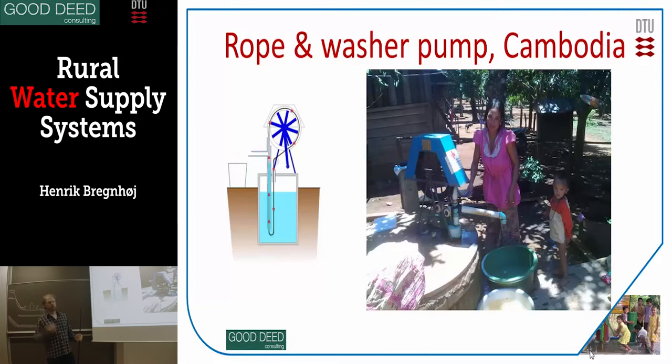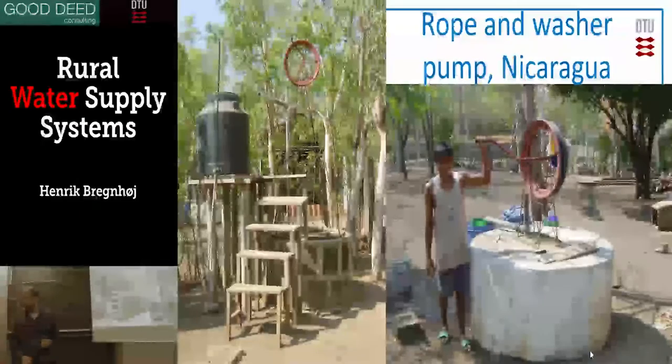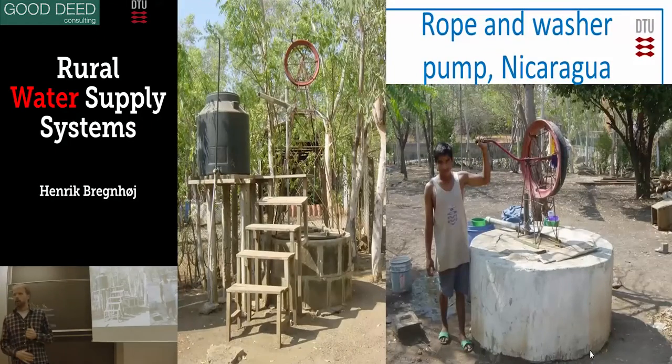And it's very, very easy if you try these pumps. It feels very, very easy to get the water up this way, much more than with a hand pump handle. And it's very simple because if the rope is breaking, you just tie it up again or get a new rope. So it's a very, very simple one. This example is from Cambodia, where it has been exported. This is a very good example of sharing technology between the South countries. Here it is from the original site, from Nicaragua.